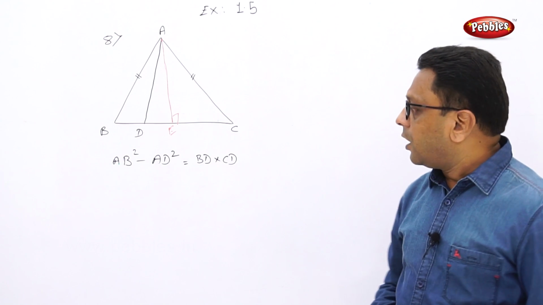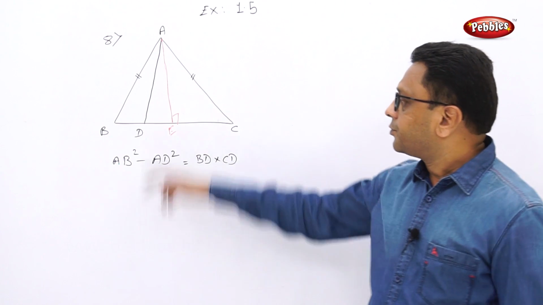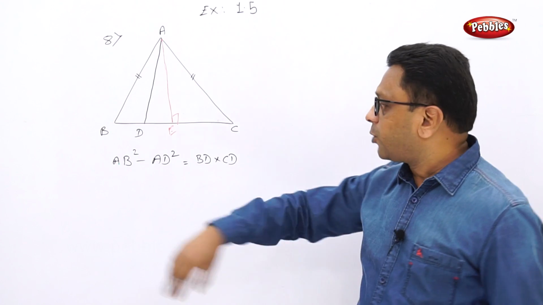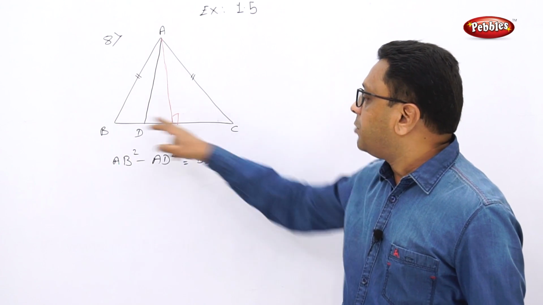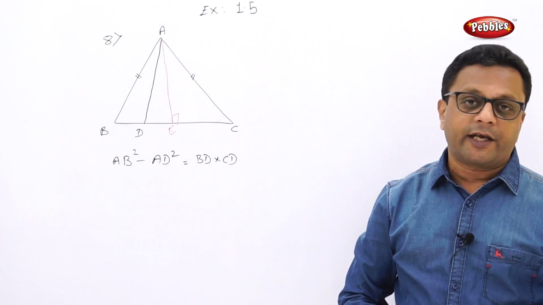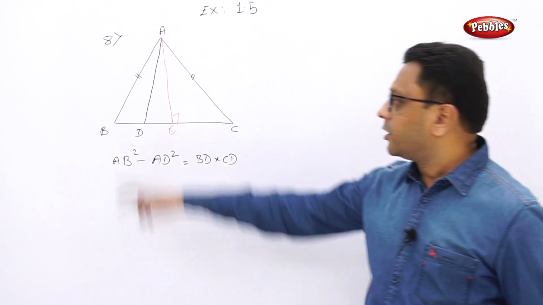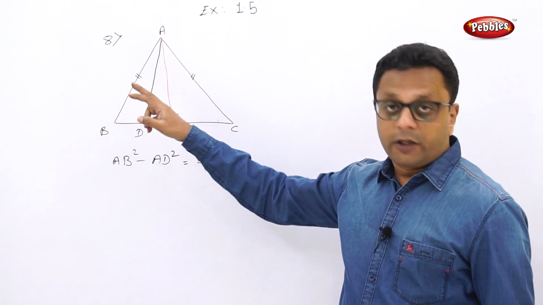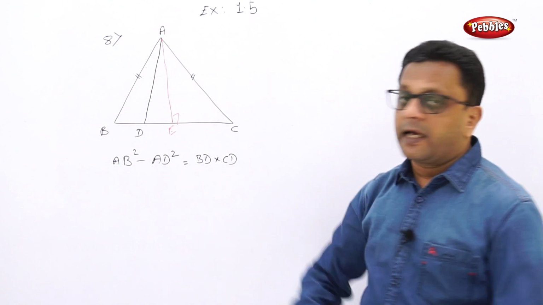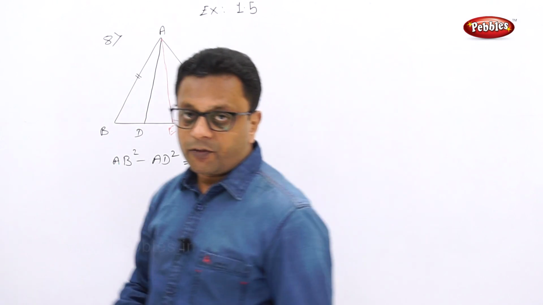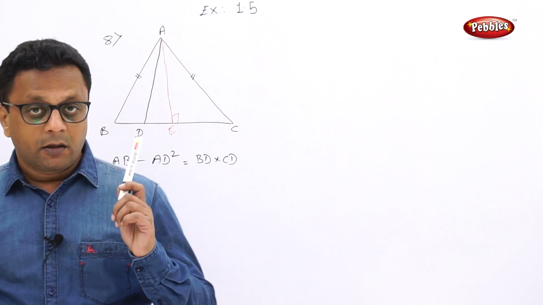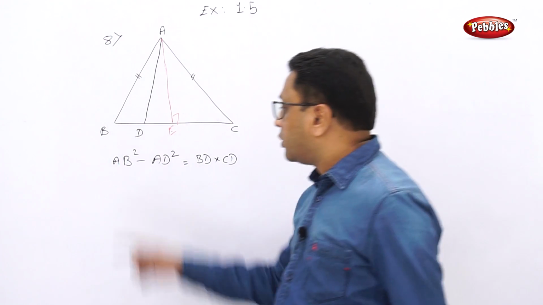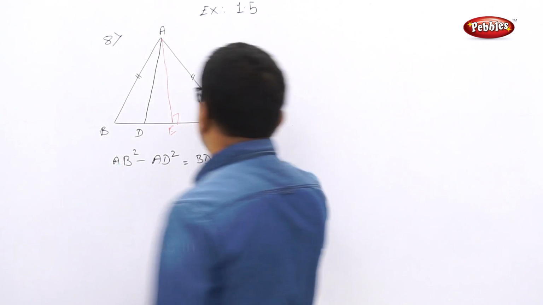Correct? Now, can you see that just like the previous problem, these two triangles ABE and AEC satisfy the right angle hypotenuse side theorem: the hypotenuses are congruent as given, and this side is common. So these two triangles are congruent to each other. So BE is equal to EC.